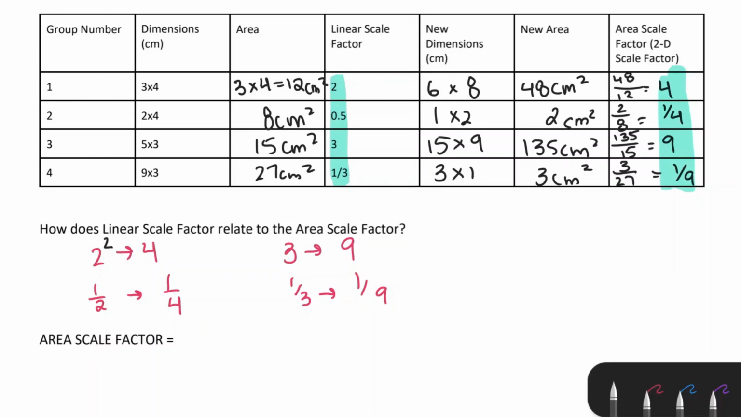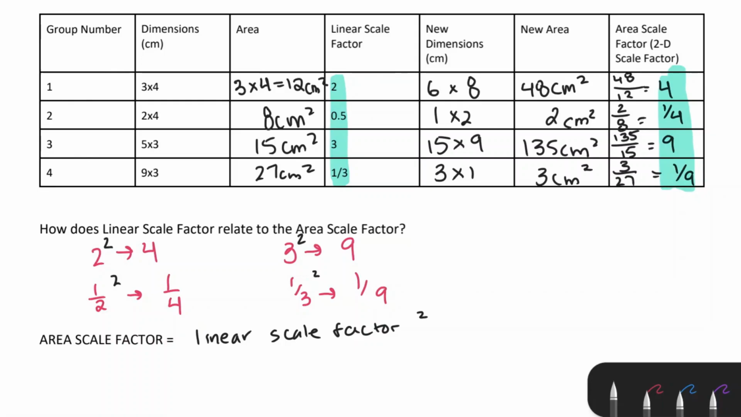2 squared gives me 4. 1/2 squared gives me 1/4, right? If you square a fraction, it becomes an even smaller fraction. 3 squared gives me 9, and 1/3 squared gives me 1/9. So my area scale factor is my linear scale factor squared.